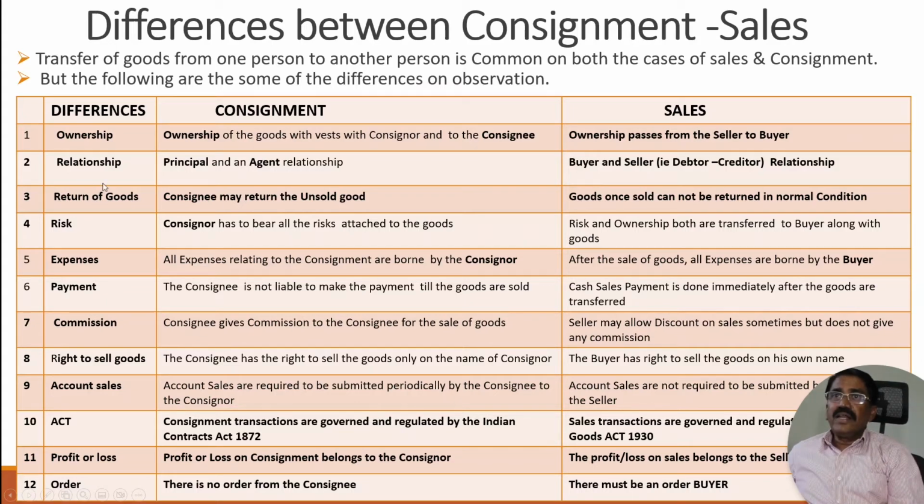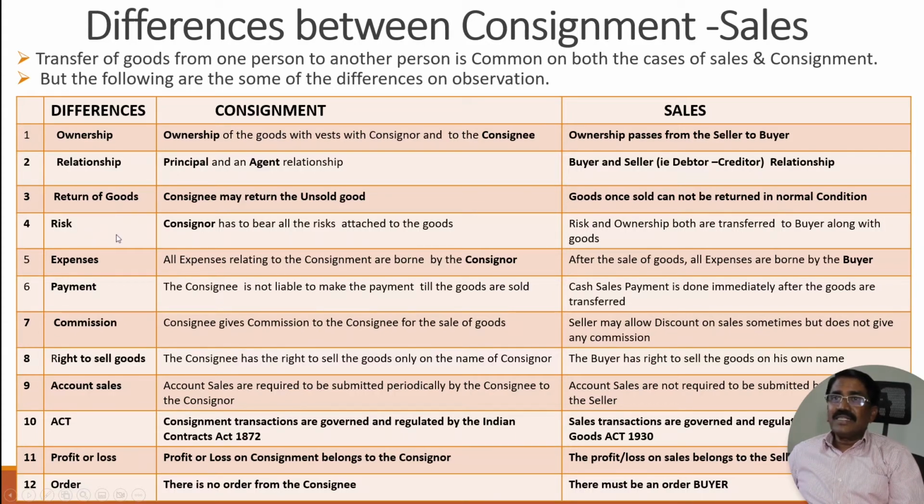Secondly, relationship. The relationship between consignor and consignee is that of principal and agent, whereas in a sales activity, the relationship between buyer and seller is that of debtor and creditor only. Third, return of goods. The consignee may return the unsold goods to the consignor, whereas goods once sold cannot in general be returned, that is the normal condition.